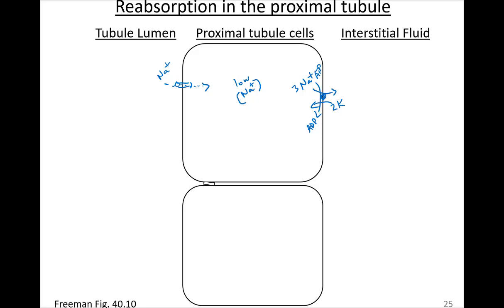Sodium is the most abundant solute in the tubule lumen, or at least the most abundant ion in the tubule lumen. And so if a lot of sodium is being removed from the lumen, what's that going to do to the osmolarity of the fluid in the lumen? Pause the recording for just a moment if you need to think about that, and think about what that will cause in terms of water movement by osmosis.